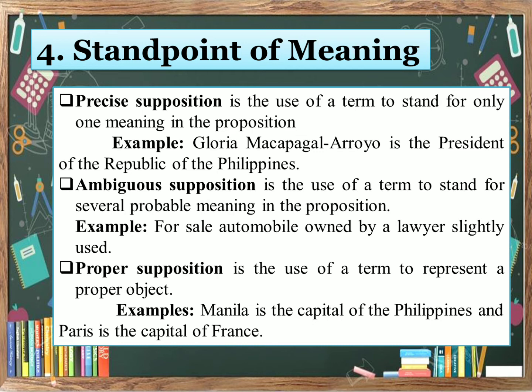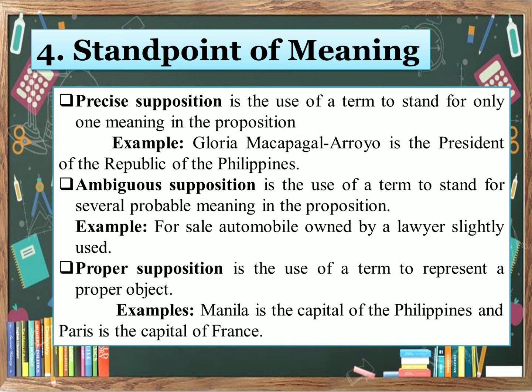Precise supposition is the use of a term to stand for only one meaning in the proposition. Example: Gloria Macapagal Arroyo is the President of the Republic of the Philippines. That means it talks about a declaration, because Gloria Macapagal Arroyo was declared President of the Republic of the Philippines. Next, ambiguous supposition is the use of a term to stand for several probable meanings in the proposition. Example: for sale, automobile owned by a lawyer, slightly used.